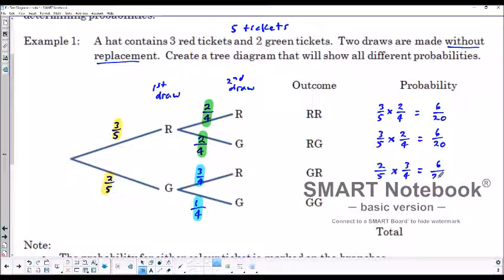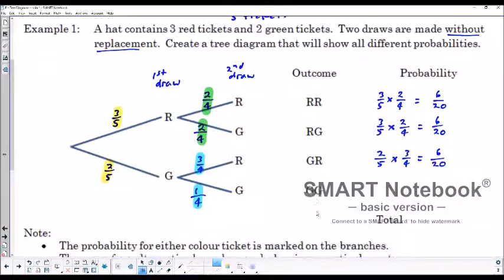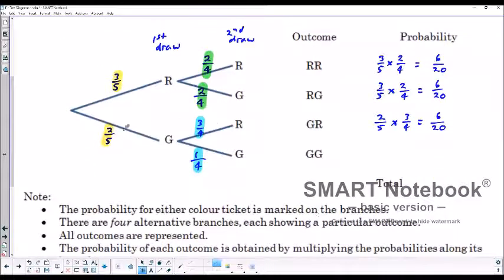which is 6 over 20. And then if we have a green followed by a second green, we have a 2/20 probability of pulling out 2 green tickets. As we add up all these probabilities, generally I wouldn't simplify these necessarily.